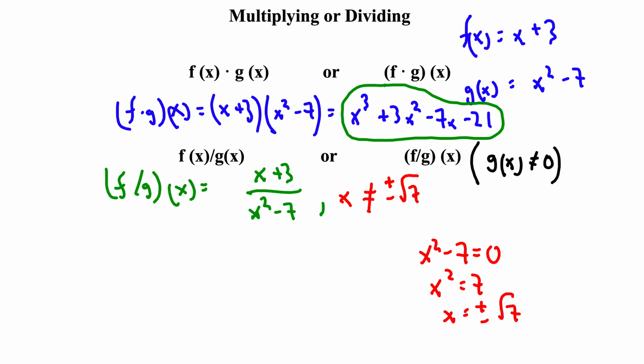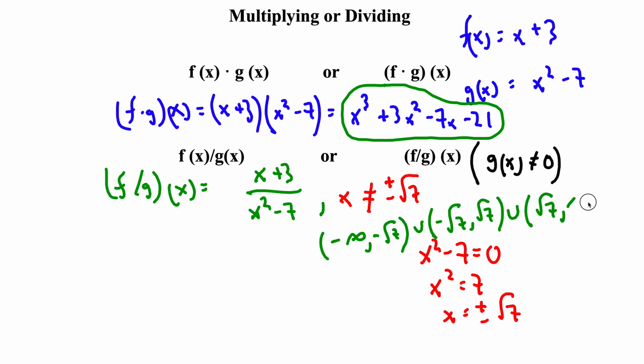An alternative way of writing that domain would be negative infinity all the way up to negative root 7, union negative root 7 to root 7. Notice how I'm not including those values because I can't. That's the parentheses looking things. And then root 7 to infinity. My personal preference is x is not equal to plus or minus root 7. Some books may require this though, or you may see this on answers. And that is combining functions by multiplying, dividing, adding, or subtracting.